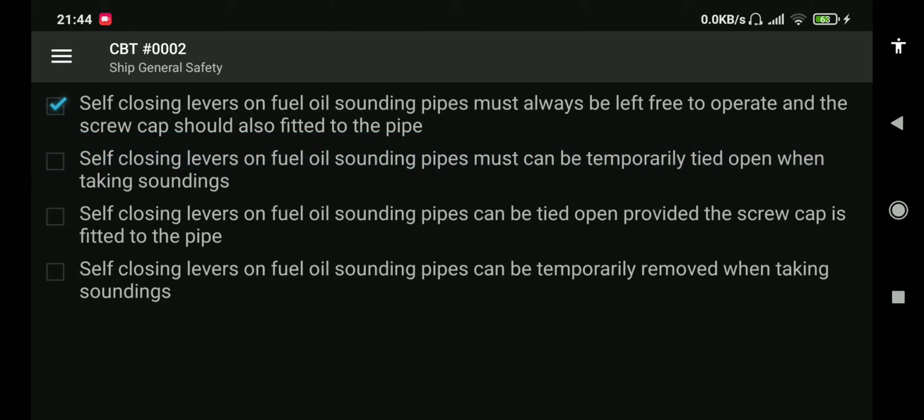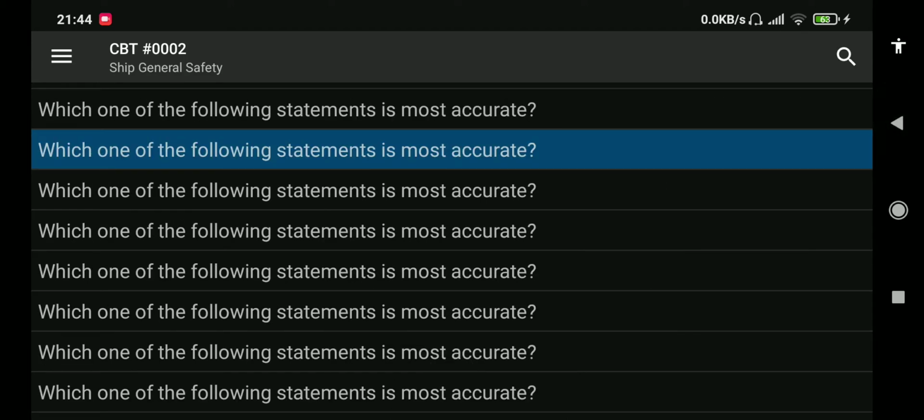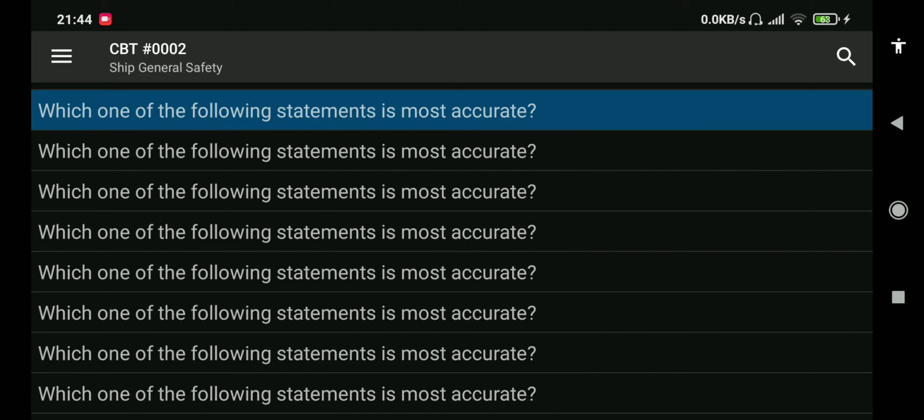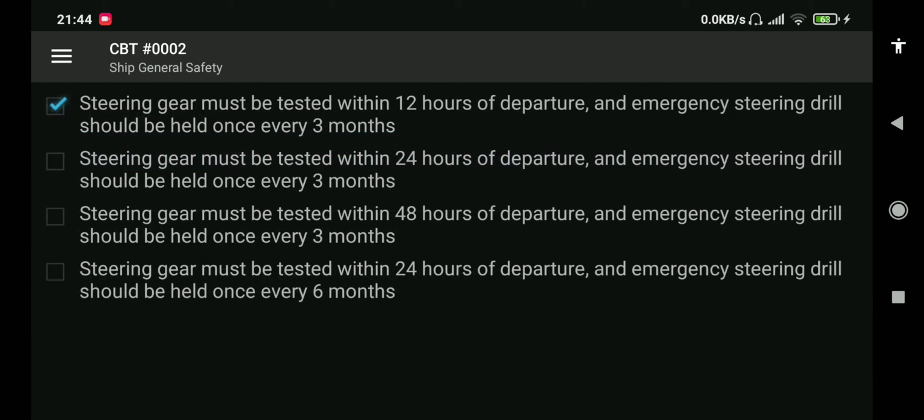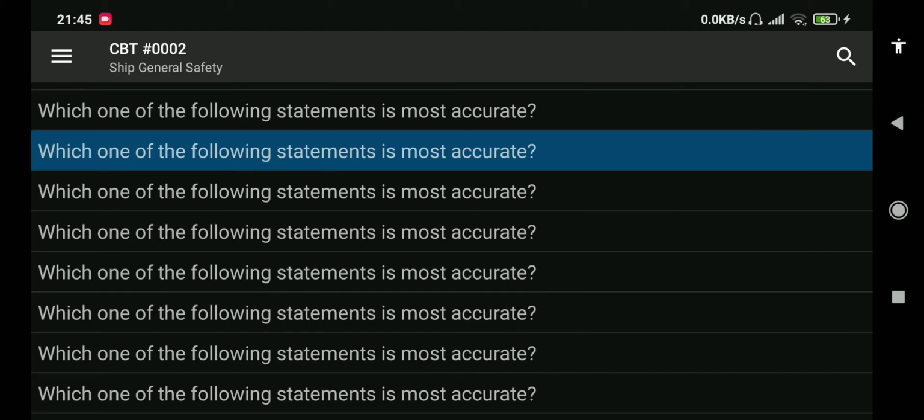Self-closing levers on fuel oil sounding pipes must always be left free to operate and screw caps should always be fitted to the pipe, of course for our safety in case of spillage. Which of the following statements is most accurate? Steering gear must be tested within 12 hours of departure. An emergency steering drill should be held once every 3 months. Okay, so that's the requirements of SOLAS.